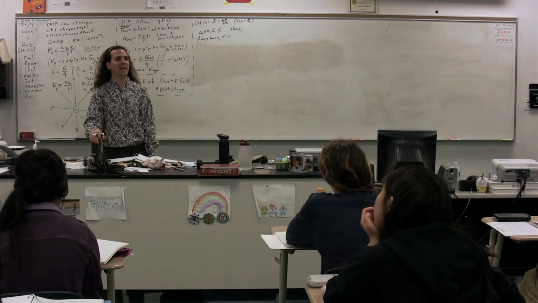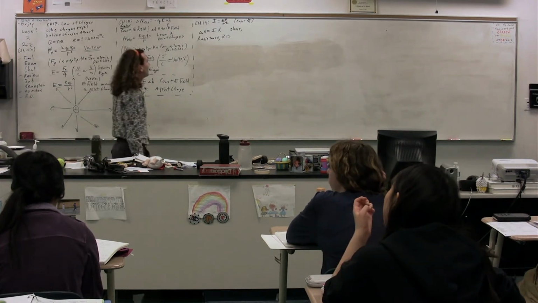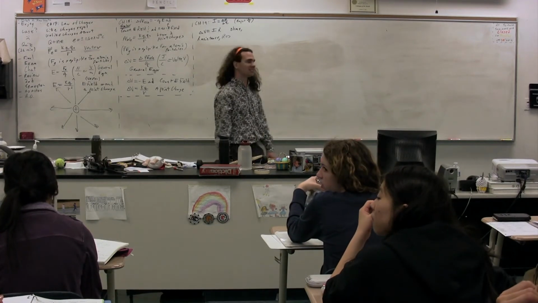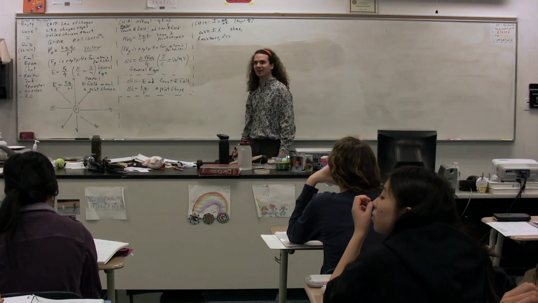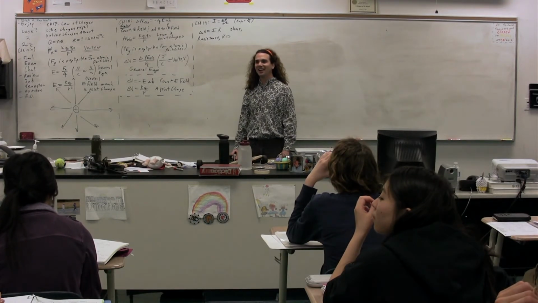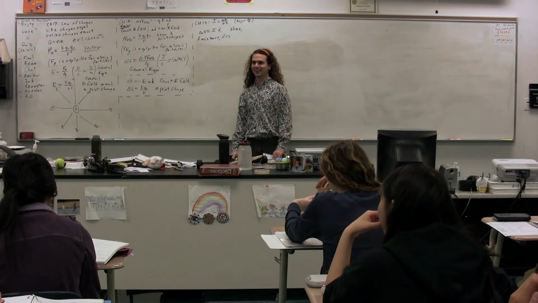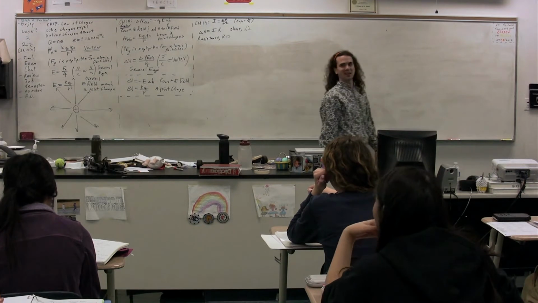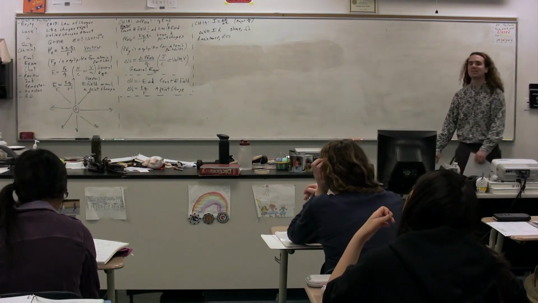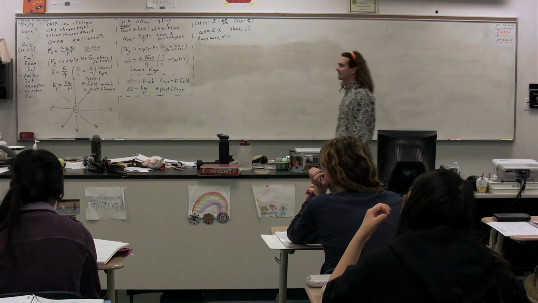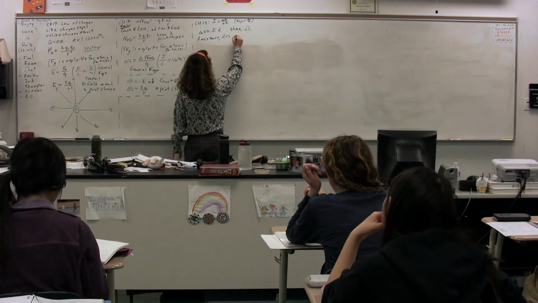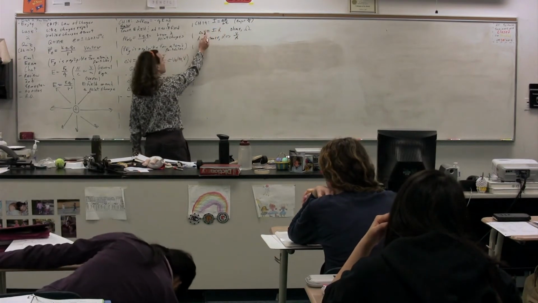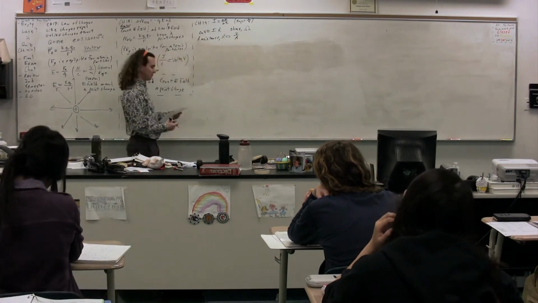What is the symbol we use for ohms? Capital omega. How do I draw a capital omega? The upside down horseshoe. What is an ohm? Volts per amp. It is a volt per amp. If you rearrange this equation, you're going to get resistance equals the electric potential difference divided by current, or volts per amp.